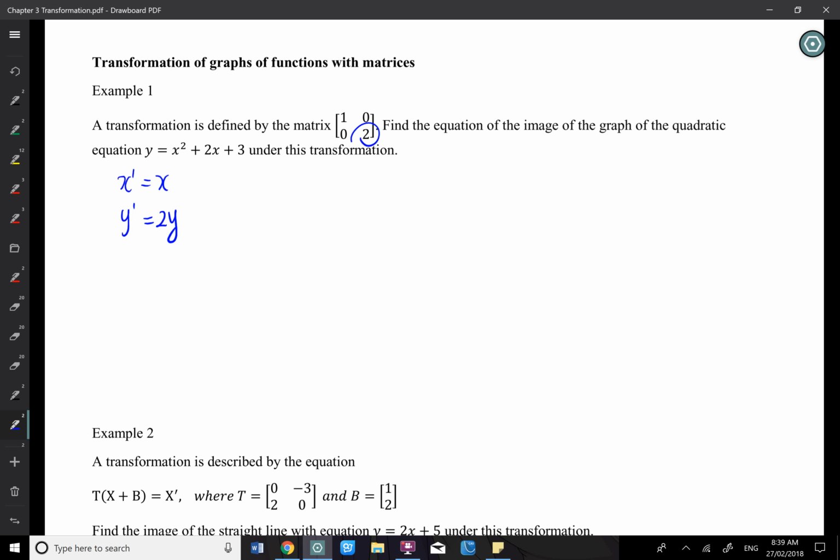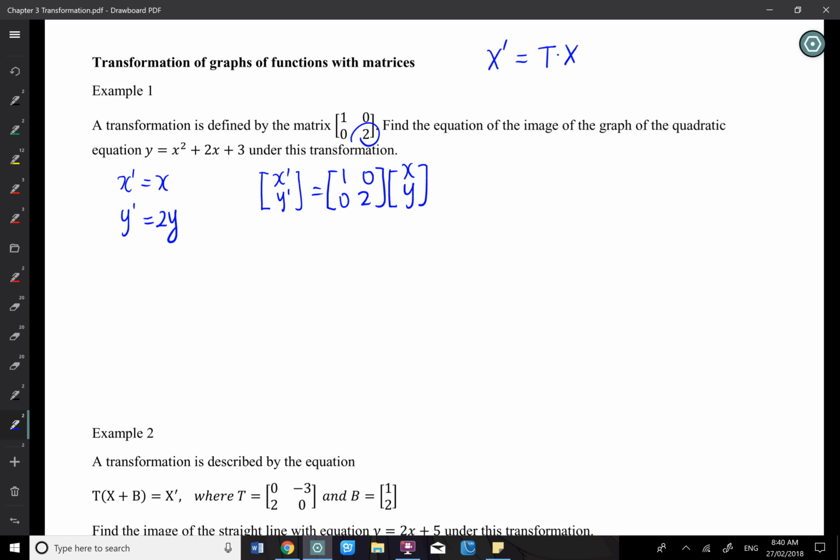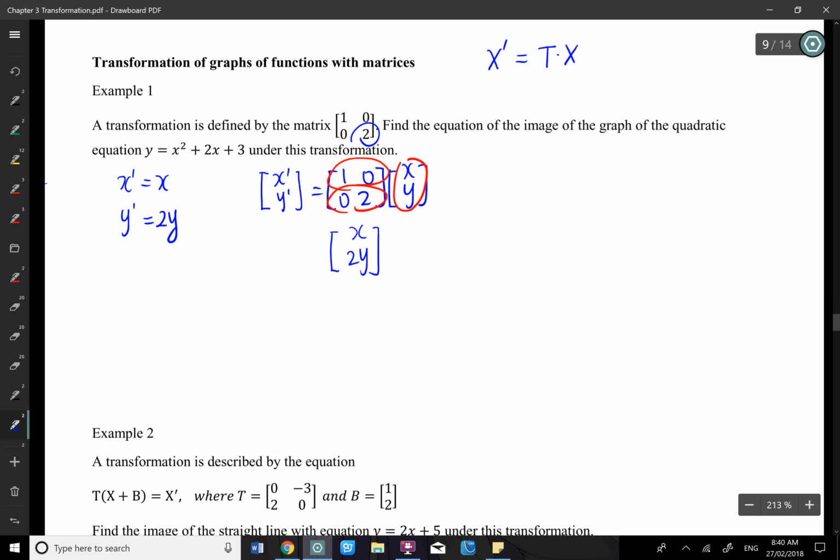So what we can do is, remember I said yesterday, x dash equals T times x: the image equals the transformation matrix times the original matrix. So you can write x dash, y dash equals the transformation matrix times the original coordinates. Expand that, actually calculate the matrix, row times column. The right hand side will equal 1x and 2y, and this is equivalent to x dash and y dash.